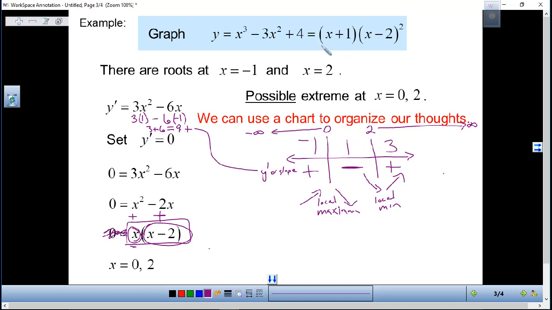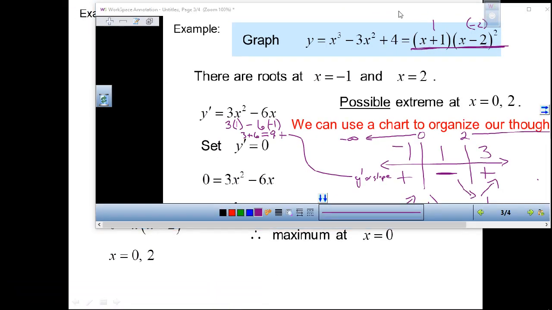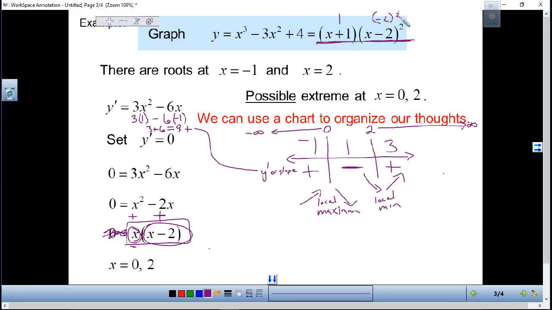So all I would do would be go back up to the original function and plug in my 0. What happens when you get 0 plus 1? You get 1. 0 minus 2, you get negative 2, but you have to square it. So negative 2 squared is 4. So that means we have the point (0, 4), and it's a local maximum.